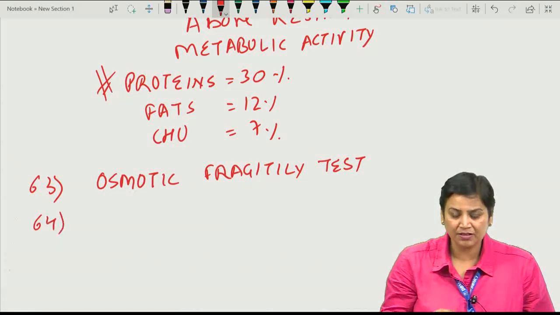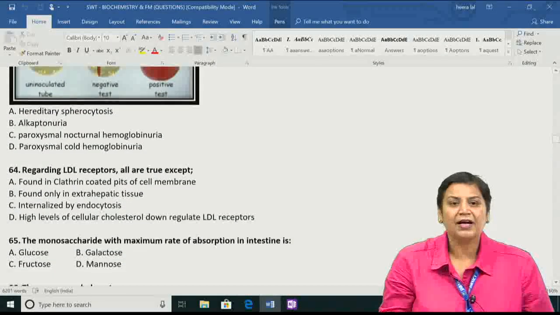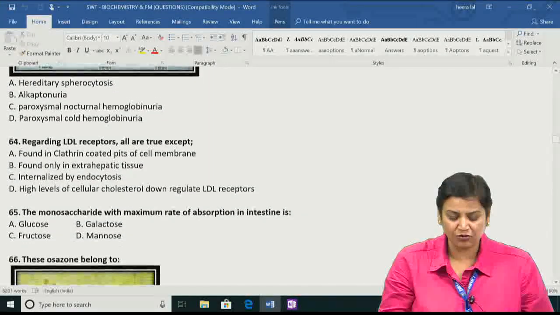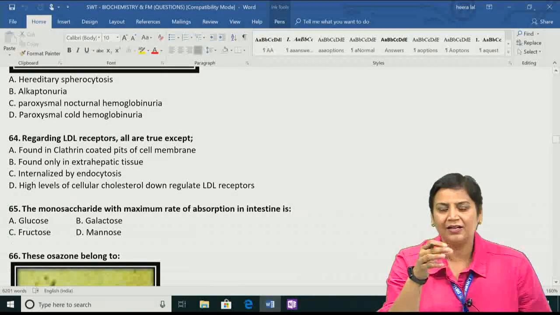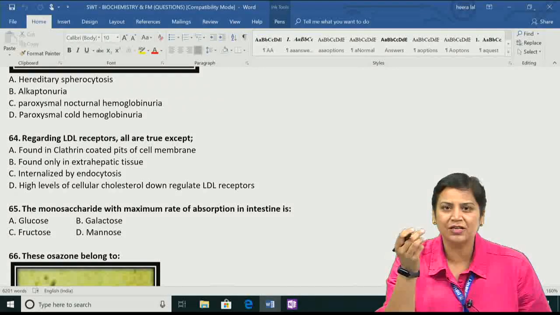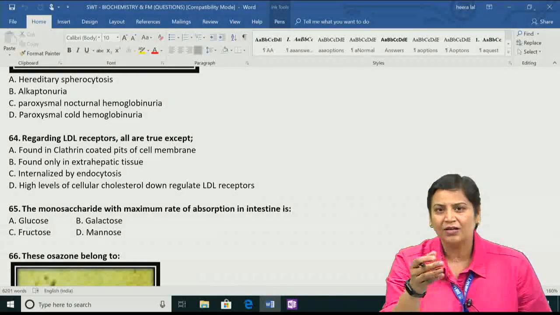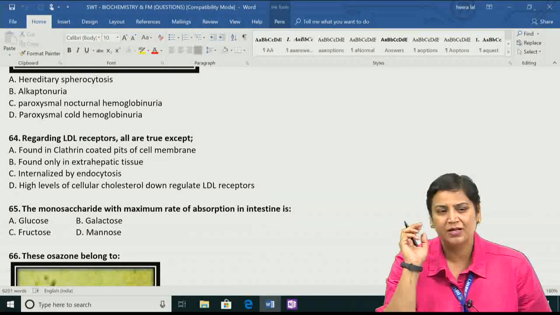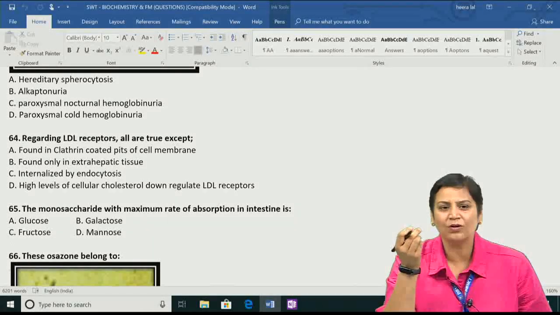Let's switch over to question number 64. Regarding LDL receptors, all are true except. Now LDL, all of you know, is formed from VLDL, taking IDL as one of the intermediates. LDL is also known as the bad cholesterol, because its main function is helping in taking cholesterol from the liver to the peripheral tissues. It is found in clathrin coated pits of the cell membrane, it is true.